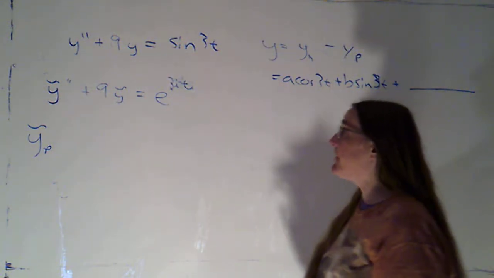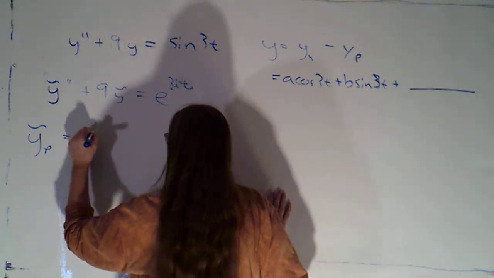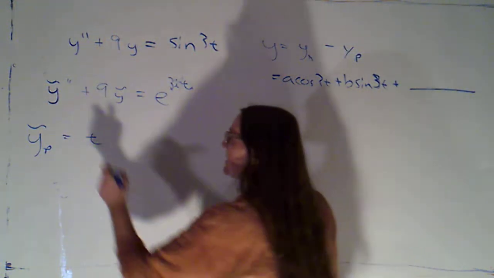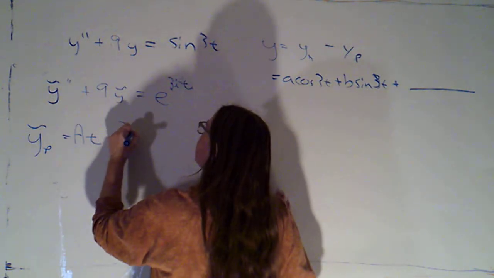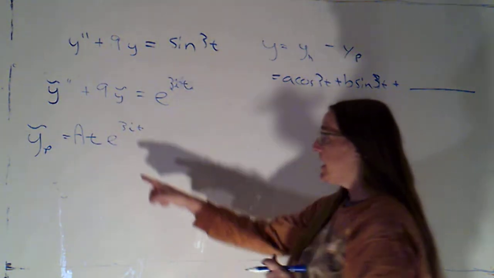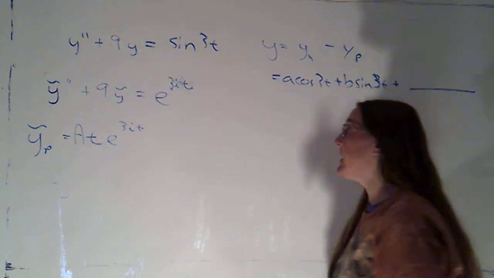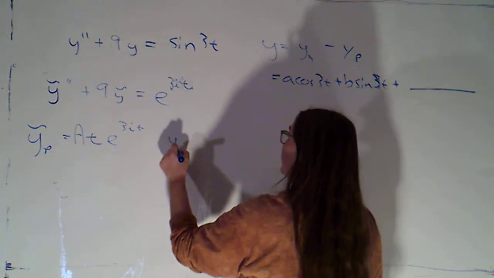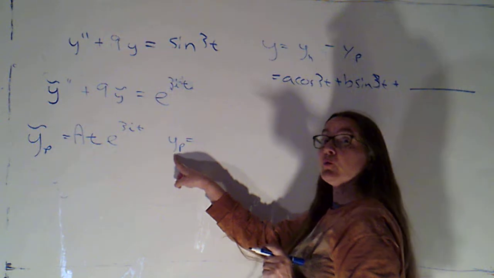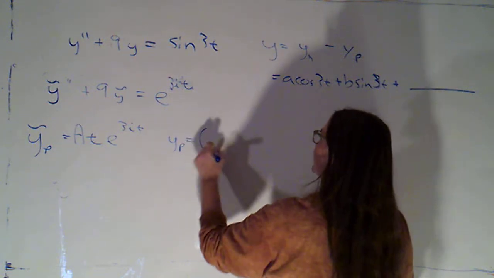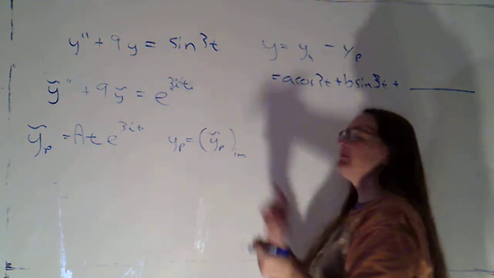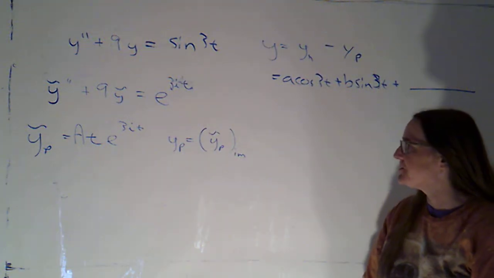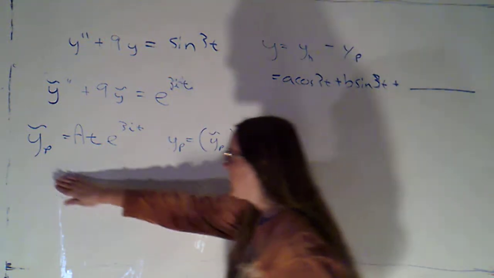So I need to modify my guess, and I'm going to do it in the usual way. I'm going to just multiply it by t. So I'm going to guess that I have some copies of t e to the 3it, and I want to solve for the a that will make this work. If I can find such an a, my real valued particular solution will just be the imaginary part of my complex valued particular solution.